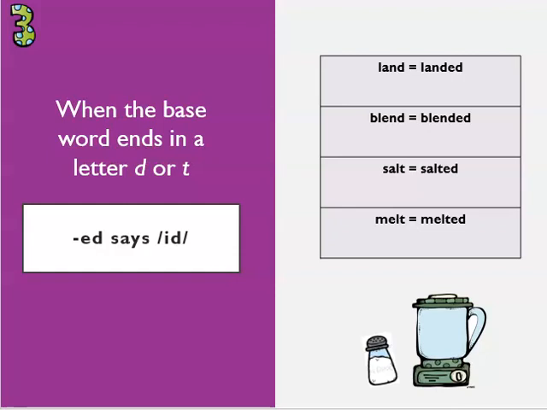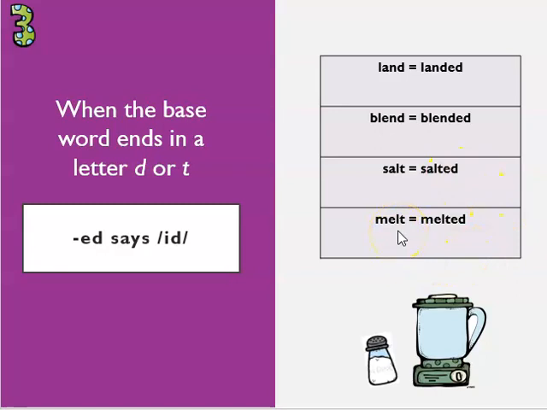When the base word ends in a letter D or T, then the letters ED says id. Let's take a look at some examples. Land becomes landed. Blend becomes blended. So you hear that the ED sounds like id. Take a look at the next word, salt. Does the base word end in a letter D or T? Yes. So when I add the letters ED to the end, it's going to make the id sound, salted.